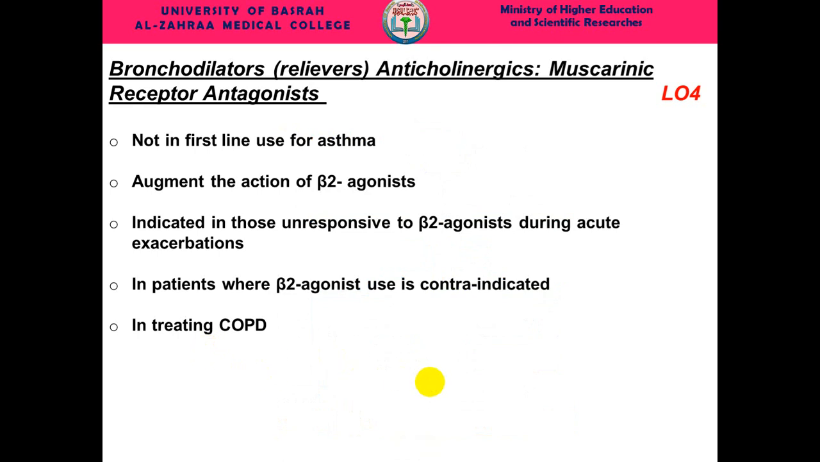These anticholinergic agents are not in first-line use for asthma. Usually we start with the beta-2 agonist. They can be used to augment the action of beta-2 agonists, and they are indicated in those who are unresponsive to beta-2 agonists during acute exacerbation of asthma. So usually we start with beta-2 agonists. If there is no response, we may give a muscarinic antagonist. And they are also used where beta-2 agonist use is contraindicated in some people. And also we can use them in the treatment of COPD.